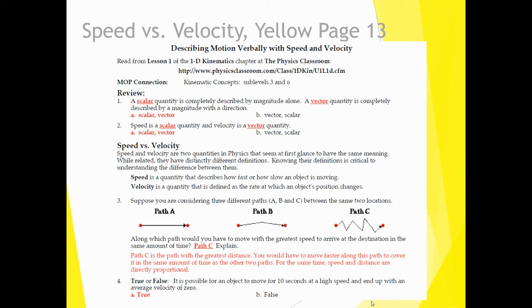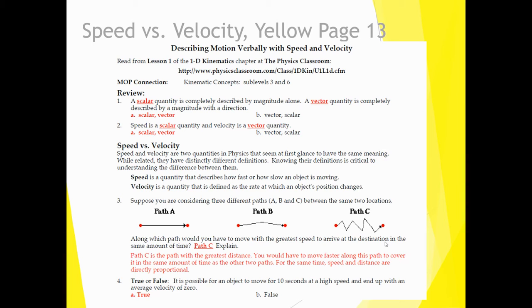So number three, suppose you're considering three different paths, A, B, and C, between the same two locations. Along which path would you have to move with the greatest speed to arrive at the destination in the same amount of time? And then explain. So that would be path C because it actually has the greatest distance that you have to travel. So you have to move a lot faster in order to cover the distance between the two dots in the same amount of time.